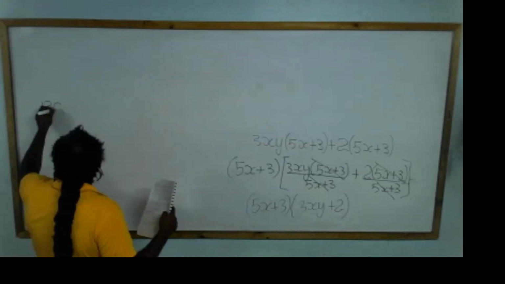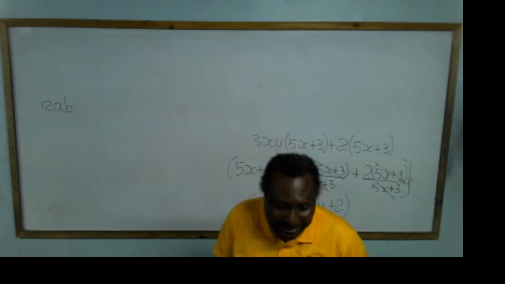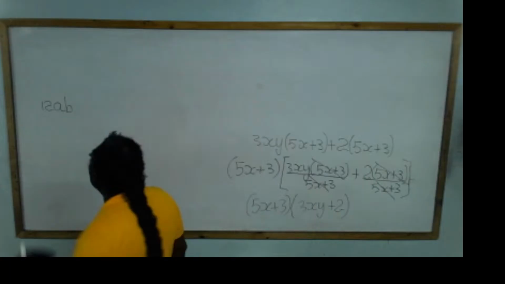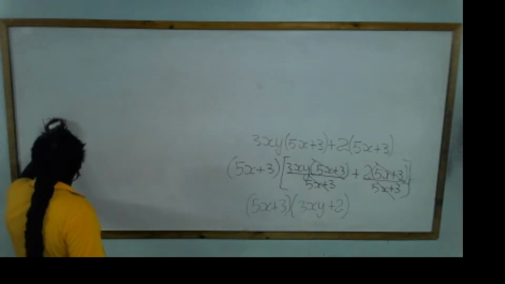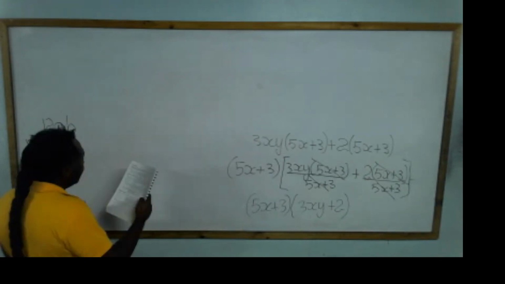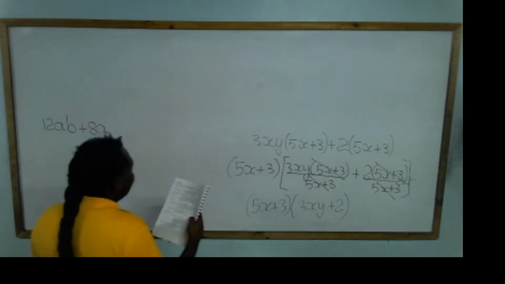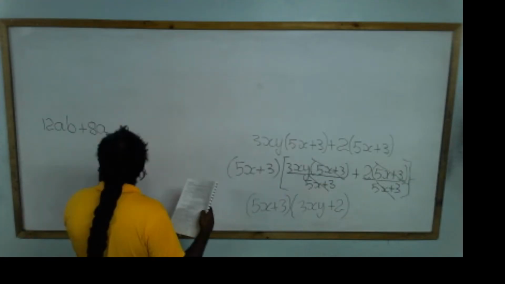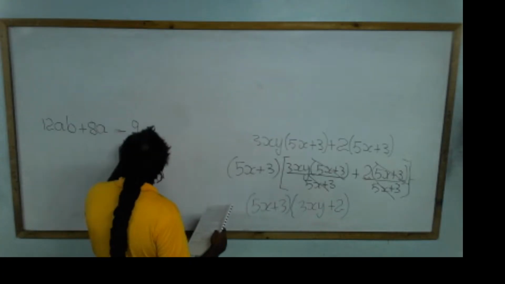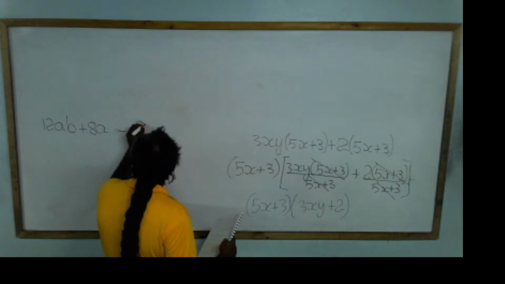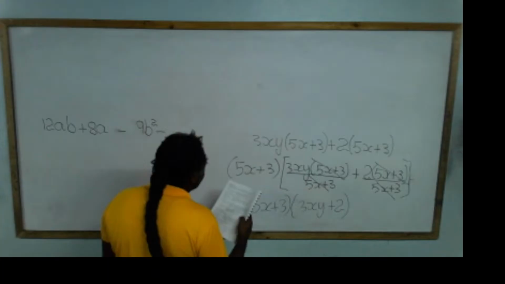12AB. So we have AB. I'm looking at the light. It's almost inside here, so I'm going to drop it down. So I'm going to put it a little bit down. 12AB plus 8A minus 9B squared minus 6B.